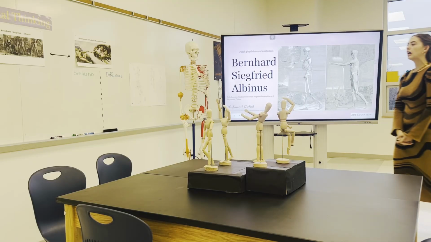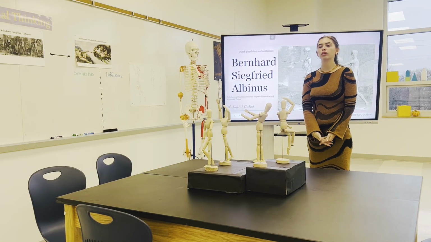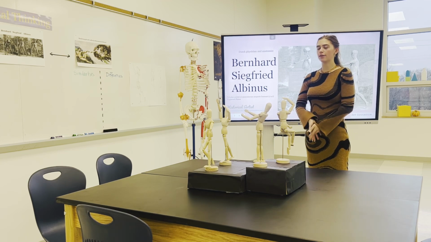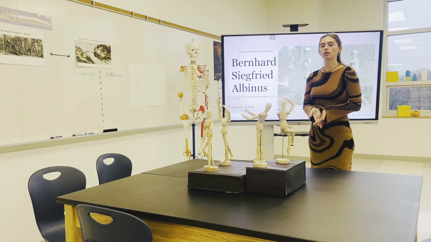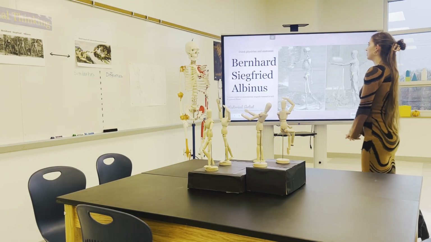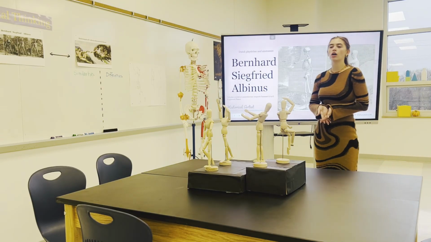So the reason why I like my students to think about different artists before they get into their actual creation and artwork is so that they have some inspiration and historical context. So Bernhard Siegfried Albinus is a Dutch physician and anatomist, and he's what we would call a historical artist.